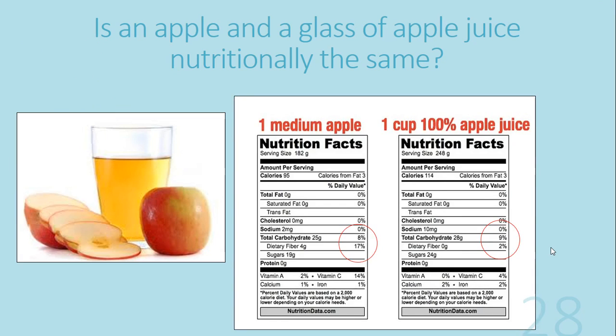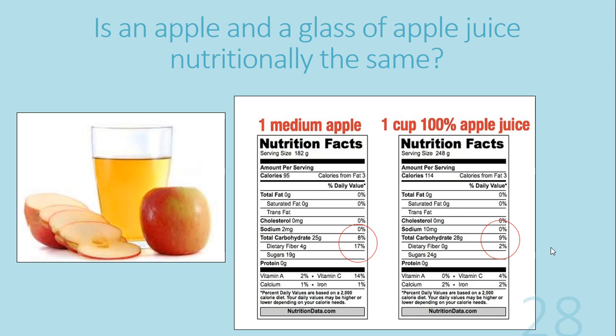So here's an apple compared to an apple juice. Look at the daily fiber in an apple. Look at the daily fiber in apple juice, right? So what we want is, yeah, we're getting sugar in our apple. Take a look at the sugar. Where's the sugar? 19 grams of sugar. That's a lot of sugar, but we're also getting 4 grams of fiber.